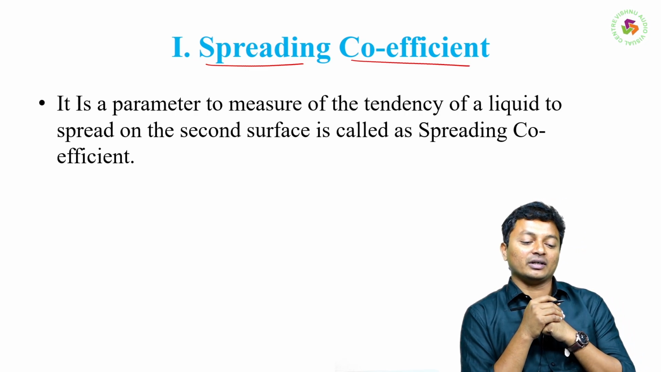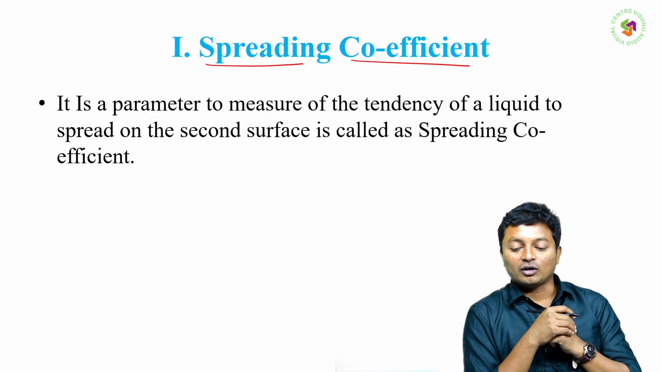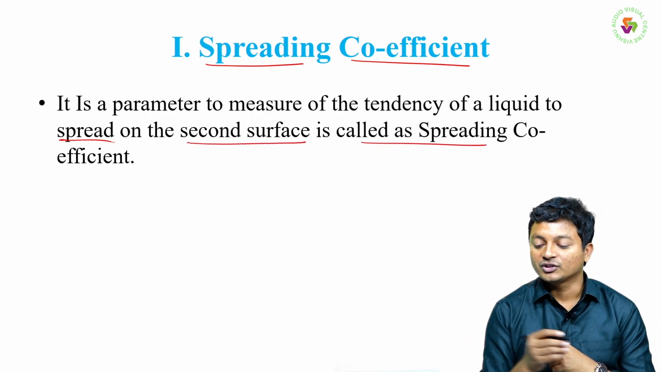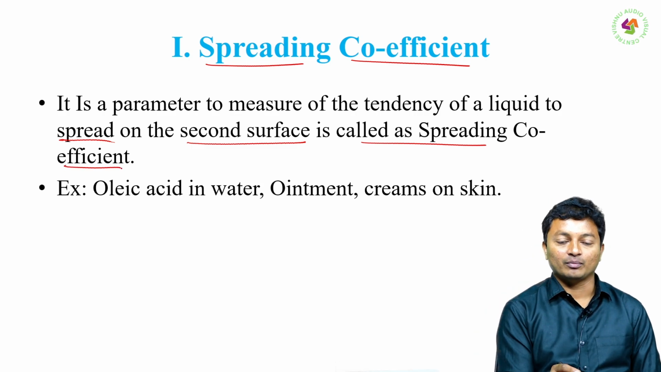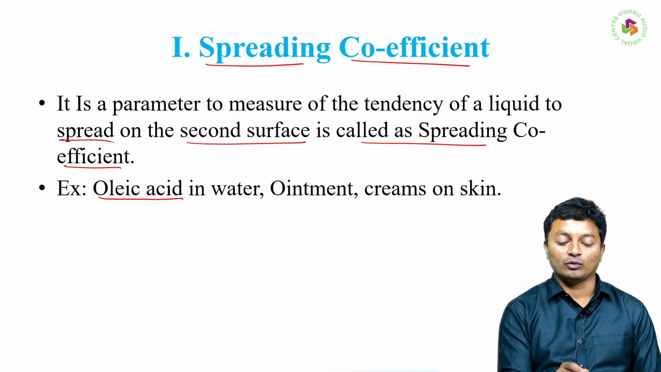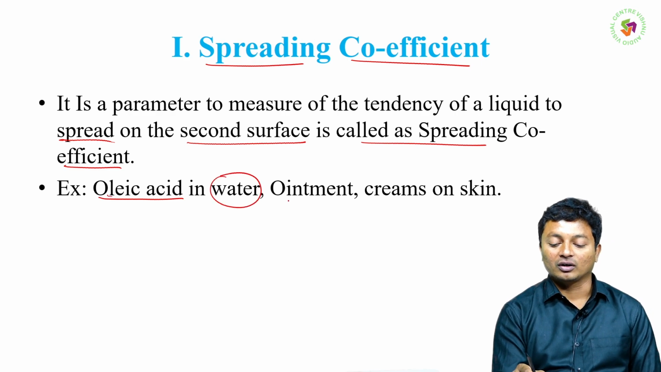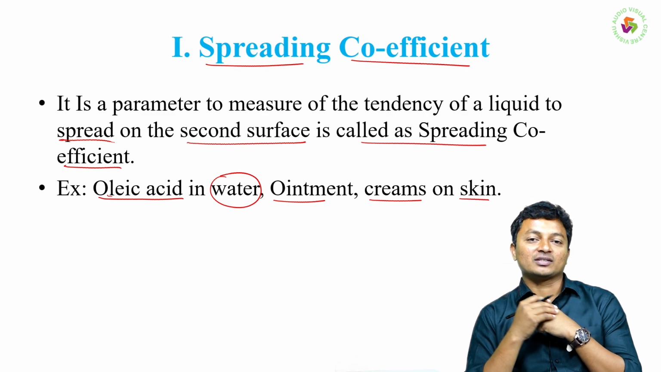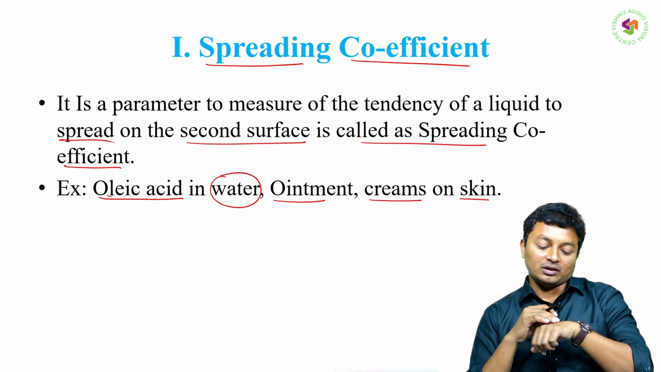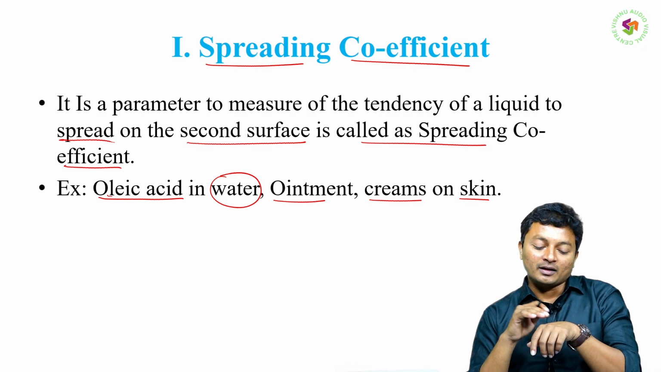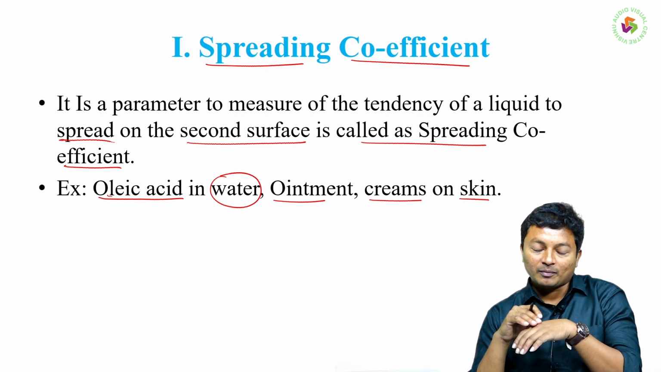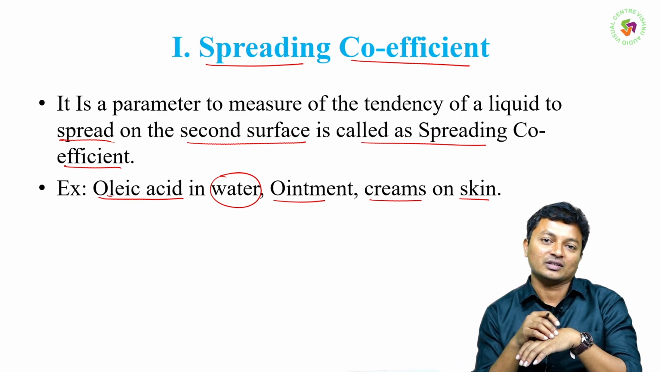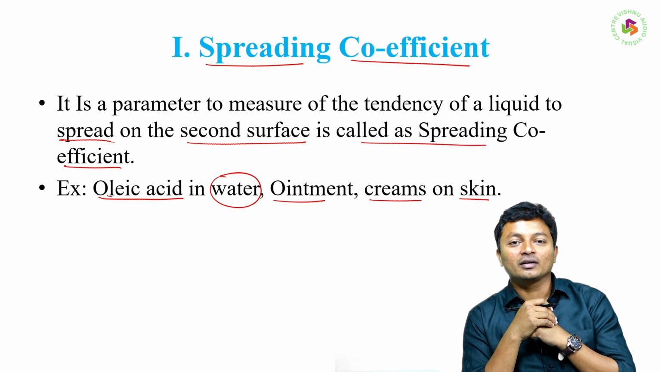As per the definition, it is a parameter to measure the tendency of a liquid to spread on a second surface, called spreading coefficient. For example, if you observe oleic acid in water or ointment creams on the skin, what happens when you apply the ointments or creams on the surface? We need to rub it, like we need to apply some energy. So the ointment or cream which we applied on the skin spreads over a particular area of the skin surface, and this entire phenomenon is known as spreading coefficient.